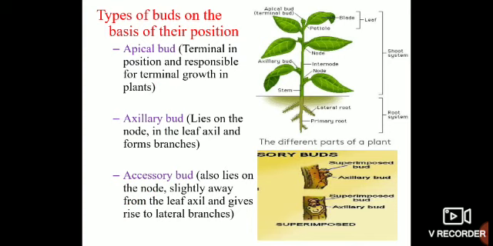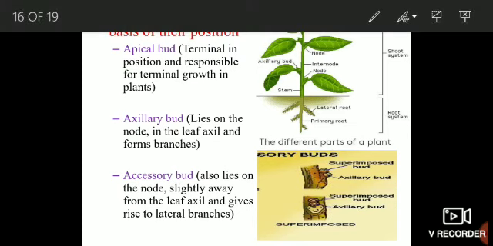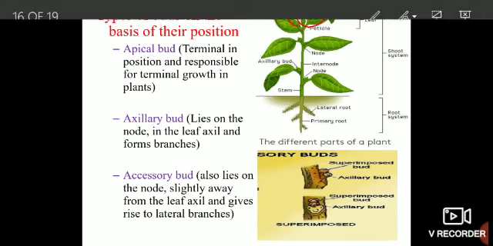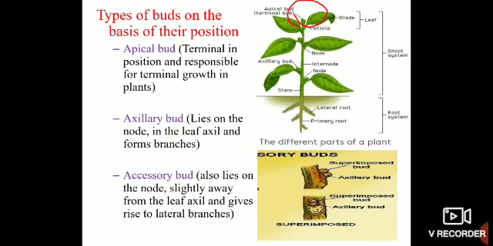Now the types of buds on the basis of their position. Broadly speaking, there are three types of buds depending upon their relative position in the plant body. First of all, you have apical buds. The apical buds are terminal in position, and they are responsible for the terminal growth in plants. Here you can see an apical bud at the top of this plant, and this apical bud is responsible for the growth in length of the plant.